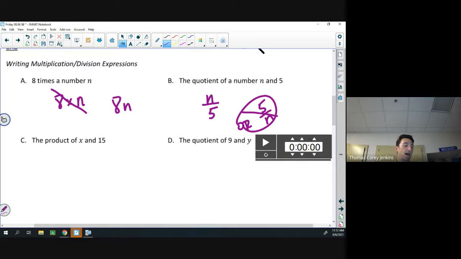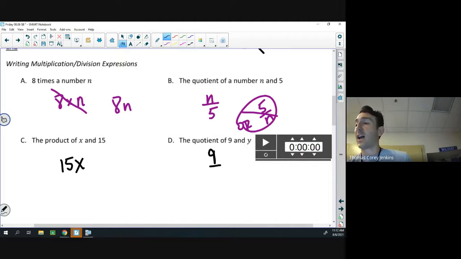All right. How about Abby for C? The product of x and 15. 15x. Very good. Any questions on that one, anybody? All right. How about Leighton for D? The quotient of 9 and y. 9 over y. That's very good.